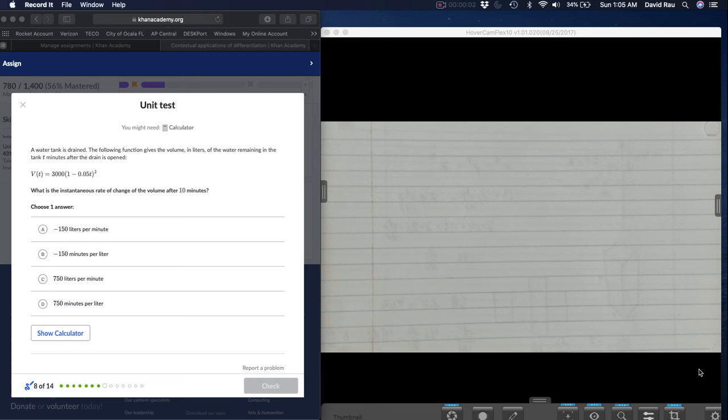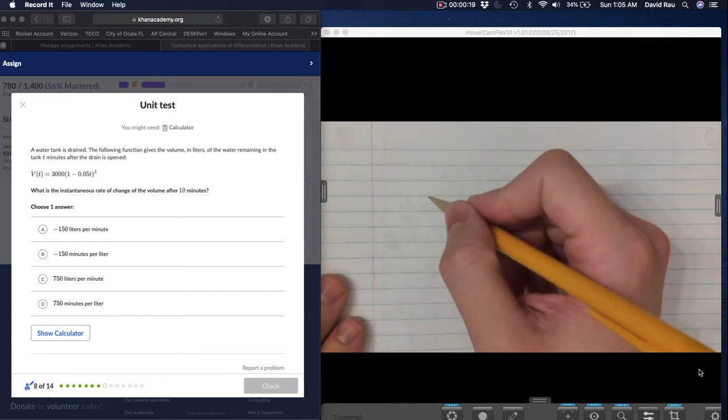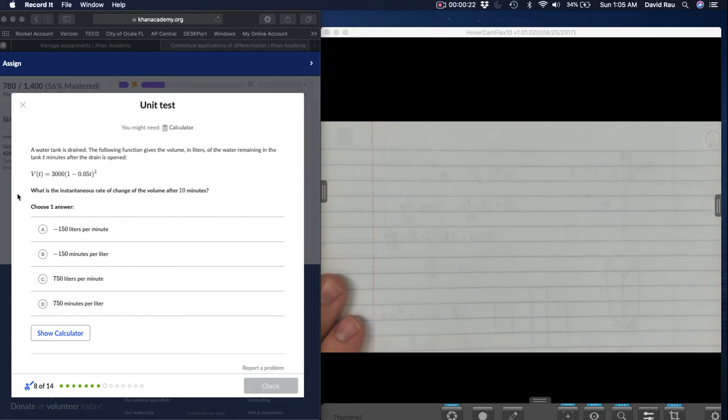Alright, moving right along, we've got more related rates questions. Goodness. A water tank is drained. The following function gives the volume remaining after t minutes from when the drain is opened. What is the instantaneous rate of change in the volume after 10 minutes? This one's actually kind of nice. We just need to know the change in volume at a certain time, and we know the original volume function.